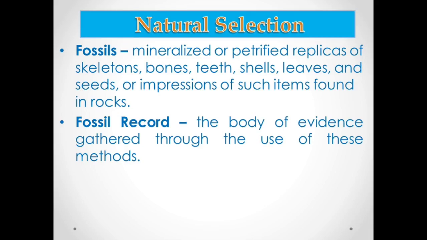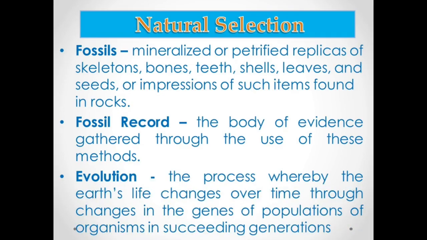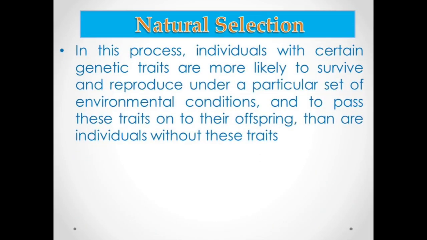The scientific answer is what we call biological evolution, or simply evolution. Evolution is the process whereby the Earth's life changes over time through changes in the genes of populations of organisms in succeeding generations. According to the scientific theory, species have evolved from earlier ancestral species through natural selection. In this process, individuals with certain genetic traits are more likely to survive and reproduce under a particular set of environmental conditions, and to pass these traits on to their offspring, than are individuals without these traits.